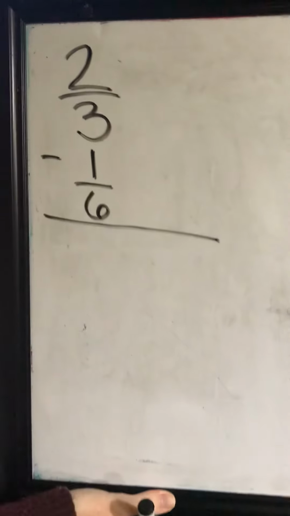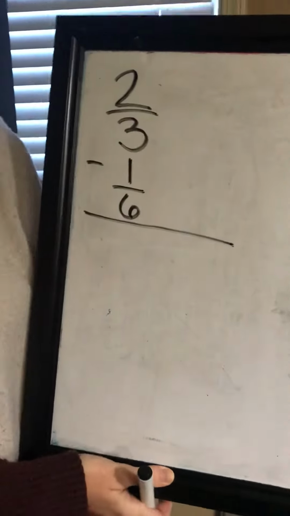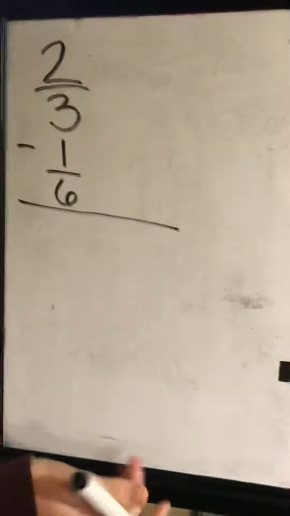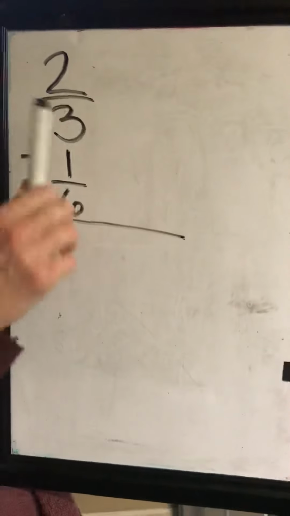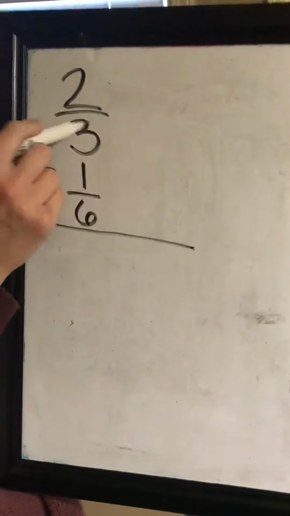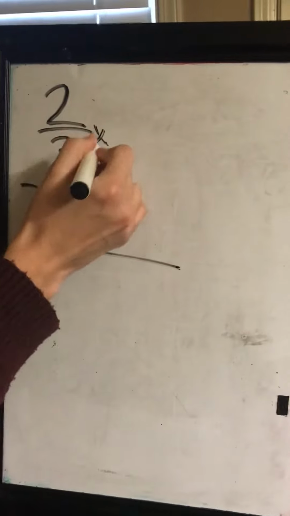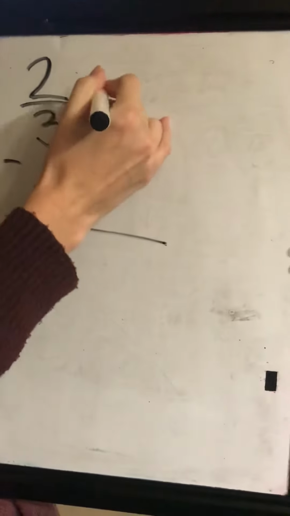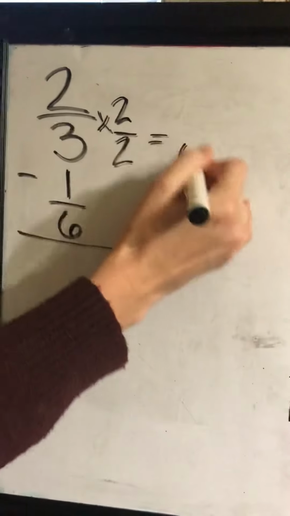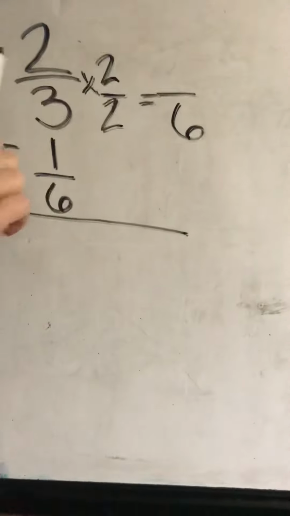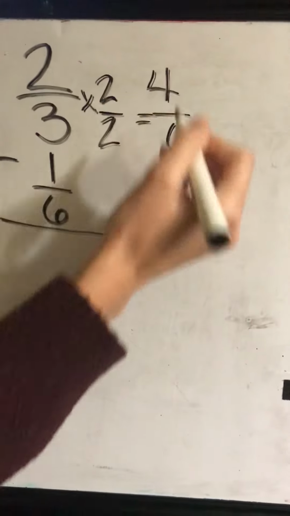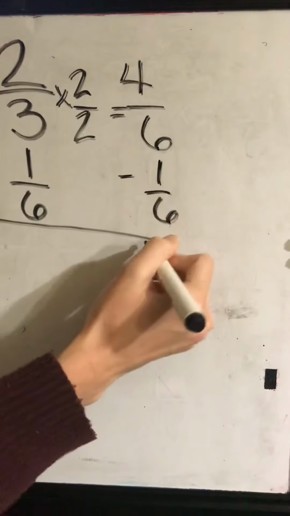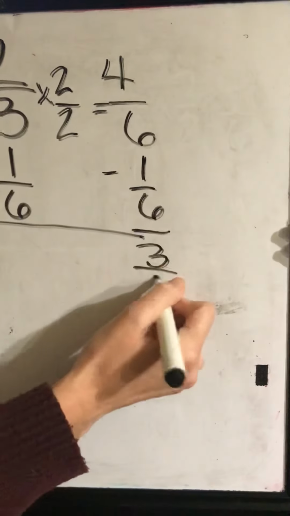So remember, when we're adding and subtracting fractions, we've got to get a common denominator. And so on this one, I noticed that I'm able to just change one of the fractions because they're multiples. And so I'm going to multiply 3 times 2 to get 6. And so I have to multiply the numerator by the same thing. So 2 times 2 gives me 4. So now I've got common denominators. So 4/6 minus 1/6 gives me 3/6.